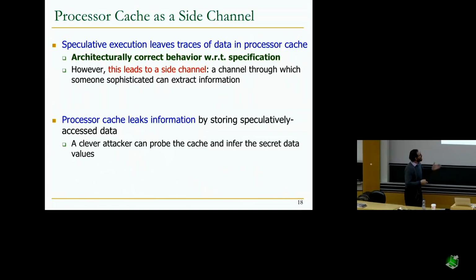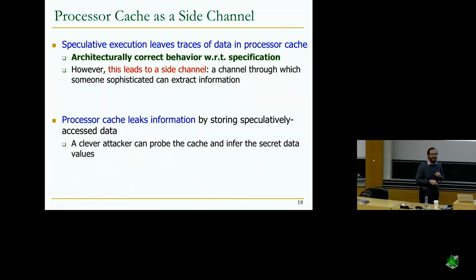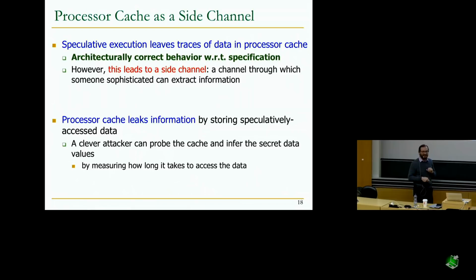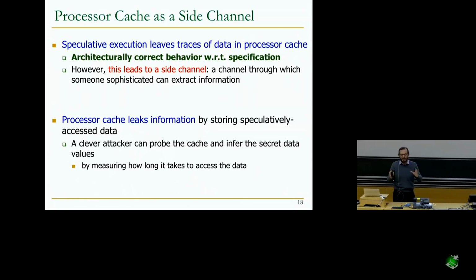So let me give you a little bit more detail. Basically, how can the clever attacker probe the cache and infer the secret data values? Well, it turns out you can measure how long it takes to access the data. You can infer the value of a bit, 0 or 1, whether something is present in the cache by measuring how long it takes to access a particular address. If it hits in the cache, remember.